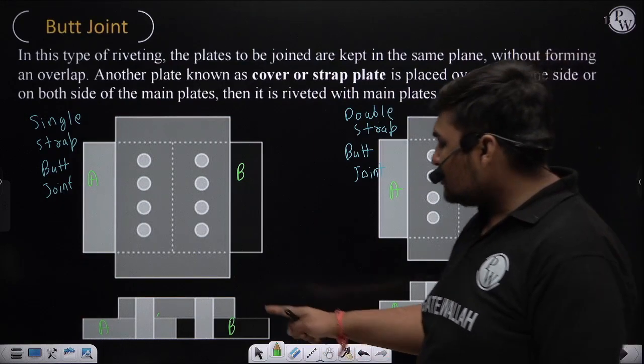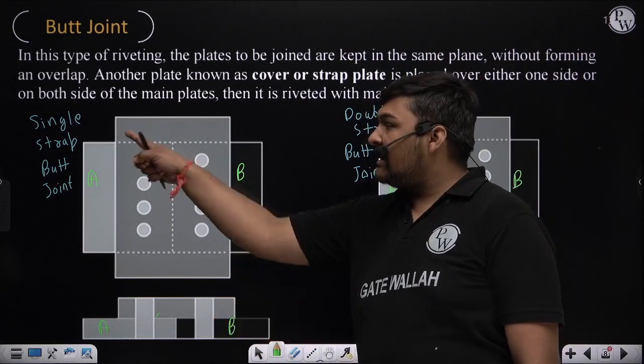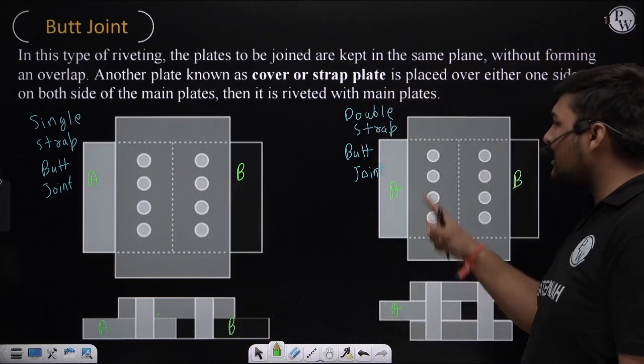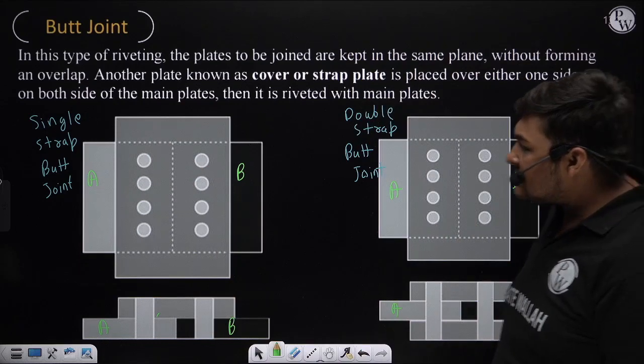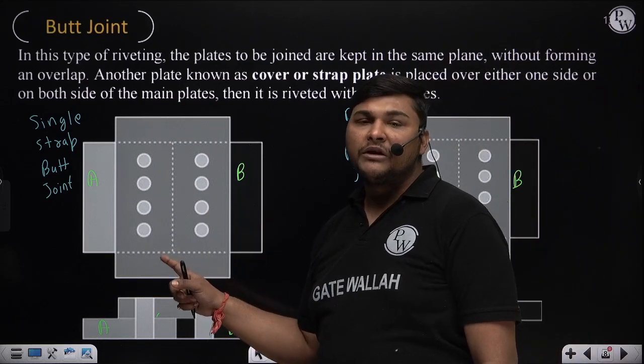In butt joint, if you are using one strap plate, then that will be single strap plate. If you are using two strap plates, that will be double strap. Now, if I ask whether it is a single row or multiple row riveted joint, it is single row.